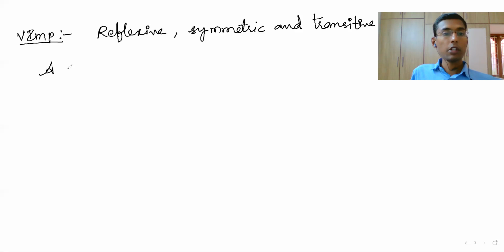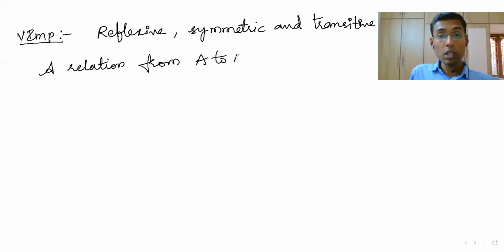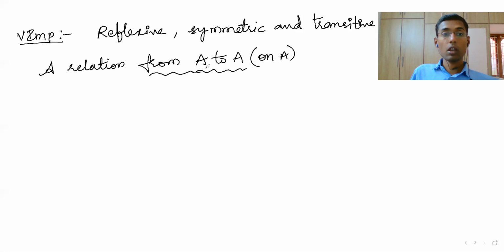So here, a relation from A to A. This is not A to B. This is A to A. A relation from A to A, you can say relation on A. Relation from A to A or a relation on A, you can say.